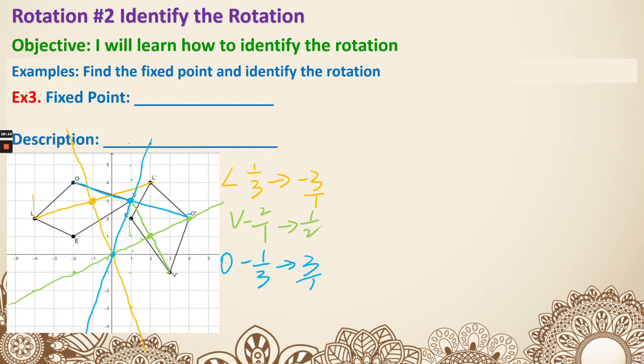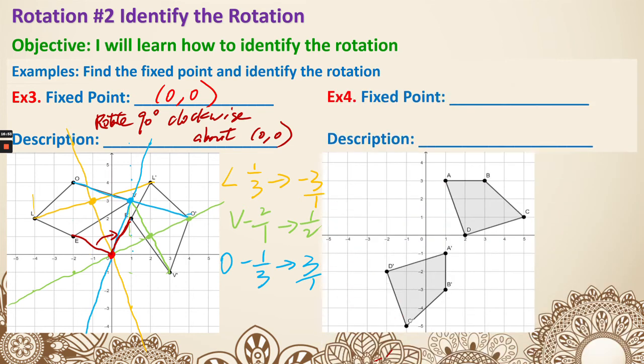Now we can clearly see this is the point, which again is the origin. So the fixed point is going to be 0, 0. And description, well, let's actually draw the connecting lines. I can now use E to E prime to check. That's the point that I didn't use. So connect E with E prime right here. From E to E prime is going in that direction, which is clockwise. So rotate 90-degree clockwise about 0, 0. There's the answer to example 3.